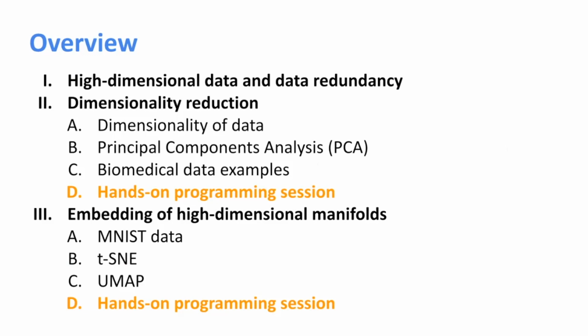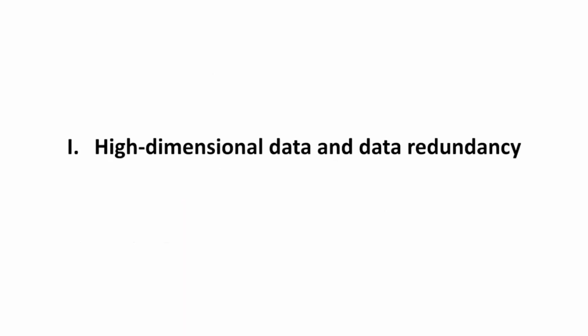The third part is about a variation of these methods, which is specifically embedding of high-dimensional manifolds. For that, we'll look at this MNIST data, which is a pretty cool data set of handwritten digits. The machine learning task will be to predict what digit was written. It's a good example for methods like t-SNE and UMAP. Then we have another practical session where we can go through some code. All right, so let's get going.